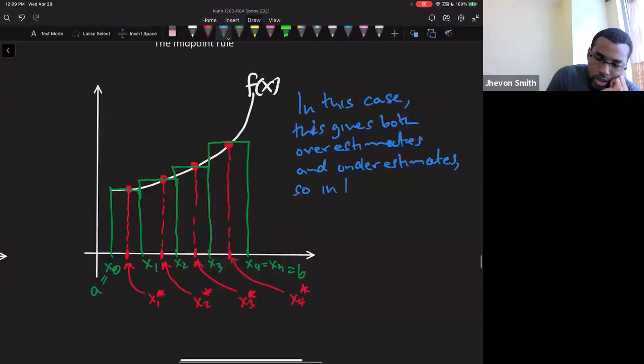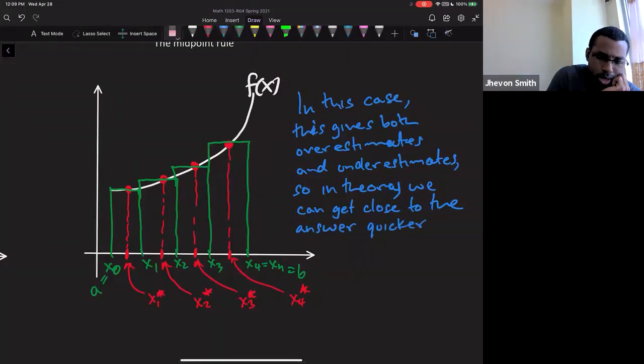So in theory, we can get close to the answer quicker. Or quicker is not a word, right? More quickly. Or I can be with fewer rectangles.